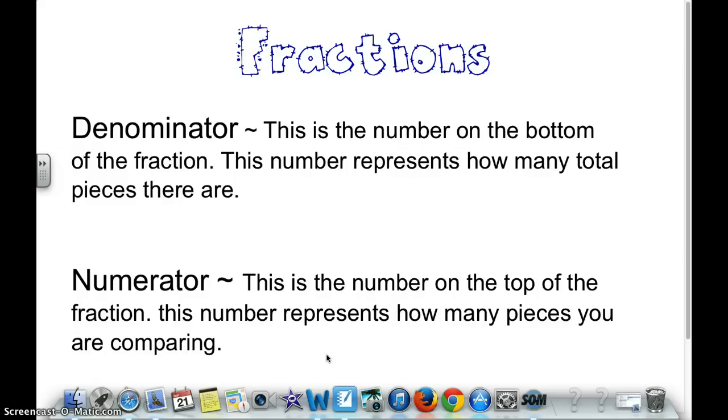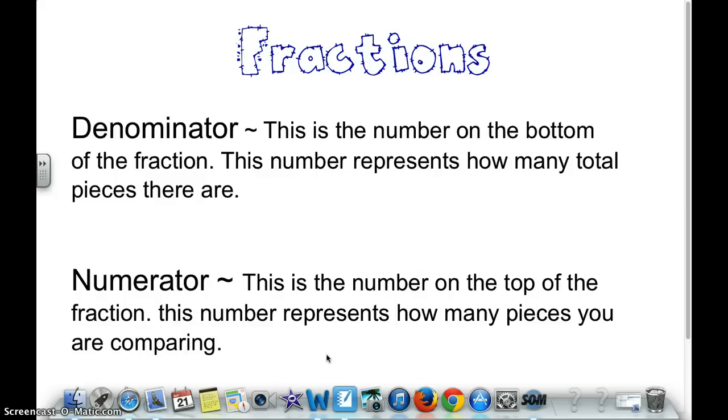Make sure that you have your recording sheet in front of you and that you are ready to write down this vocabulary. You do need to copy this vocabulary just as it is written. So let's go over a denominator. The denominator is the number on the bottom of the fraction. This number represents how many total pieces there are.